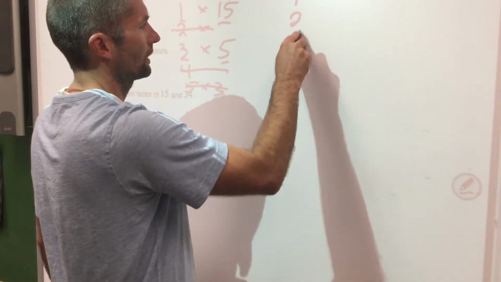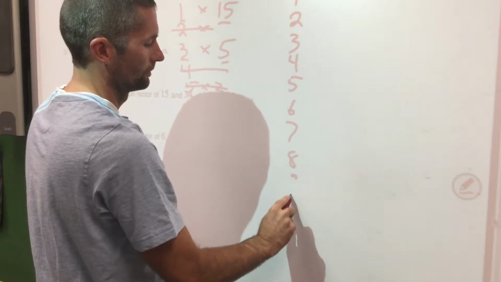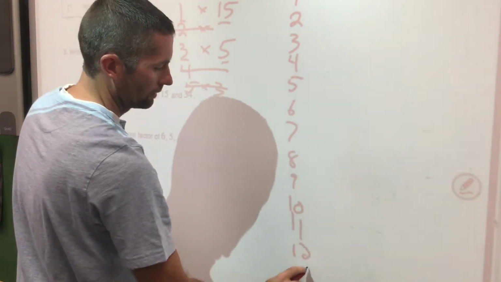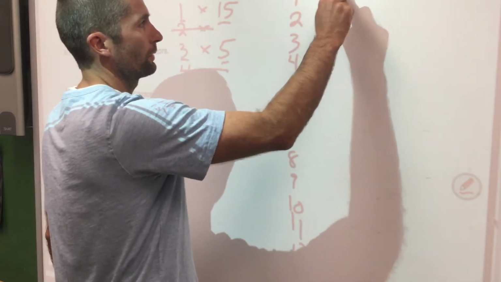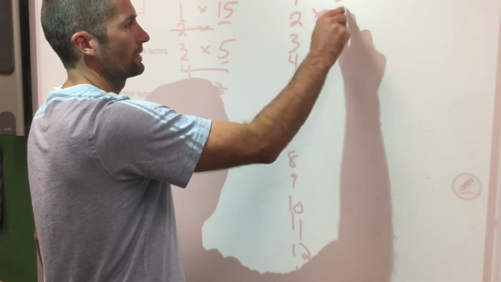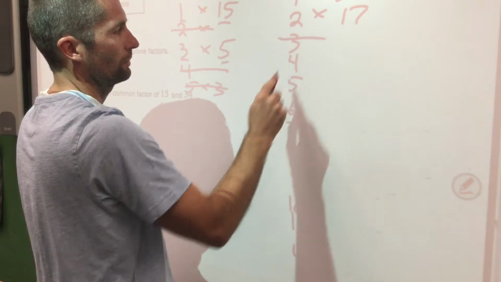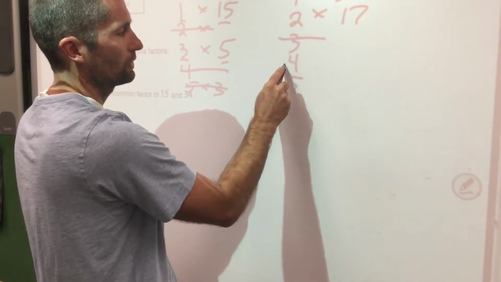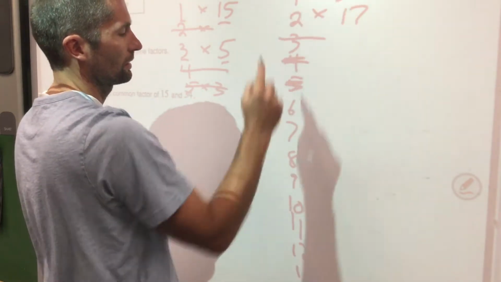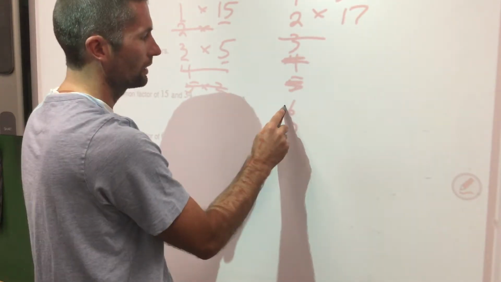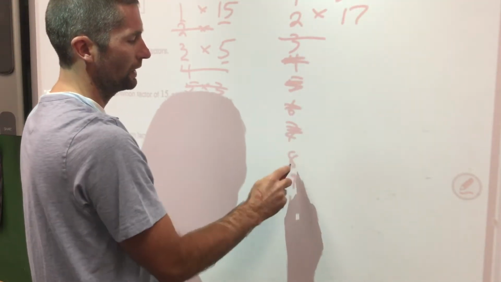34, we got to go a lot higher for this one. We'll be going for a while here. 1 times 34, 2 times 17, 3 times, well, divisibility, 3 plus 4 is 7, can't be 3. 4 times 8 is 32, not that one. 5, doesn't end with a 5 or 0. 6 times 5 is 30, that doesn't work. 36 doesn't work. 7 times 5 is 35, that doesn't work.